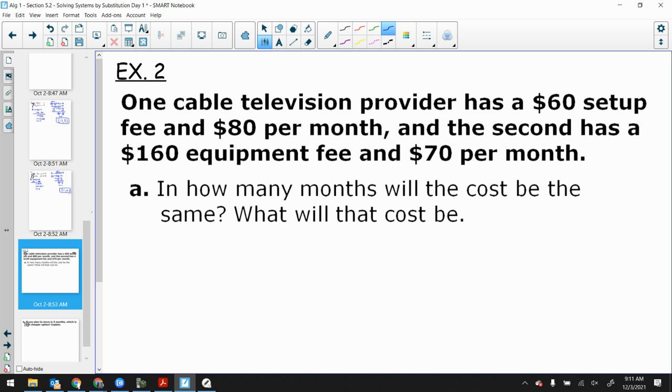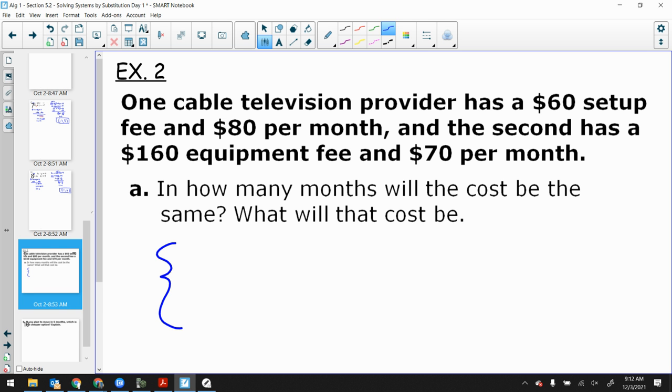Because on the state test, you might have to write out a system of equations. I've seen it before where it says, write a system of equations to represent this situation, and it gives you the two boxes where you have to put in the two equations. Here's what I mean. Let's write an equation for each situation, for each company.